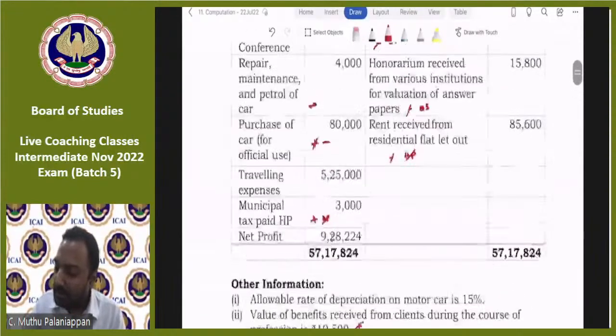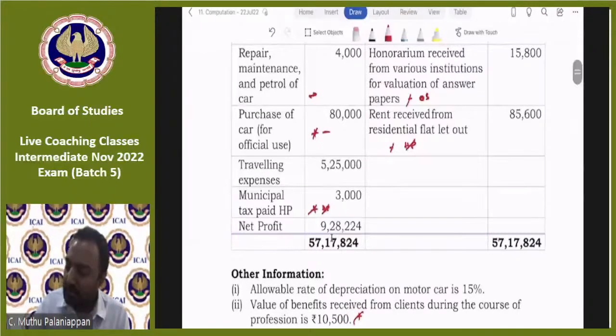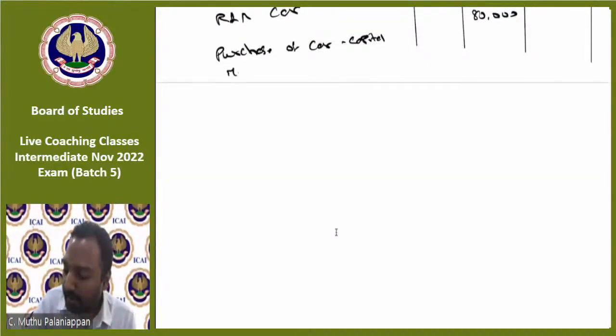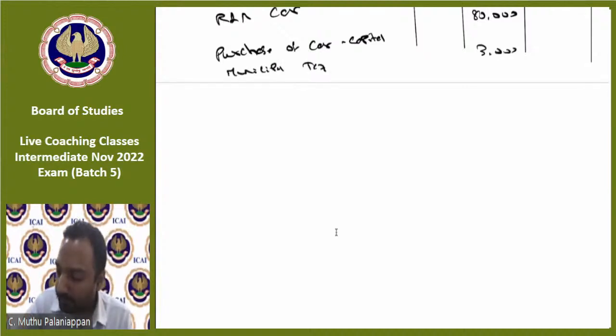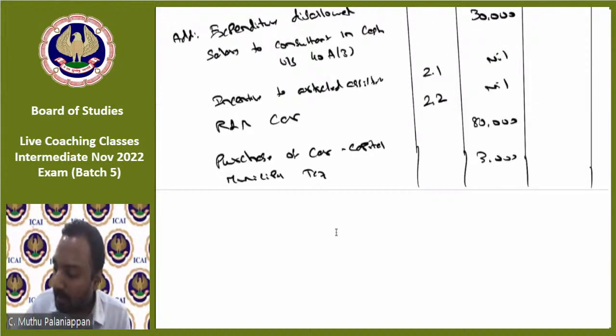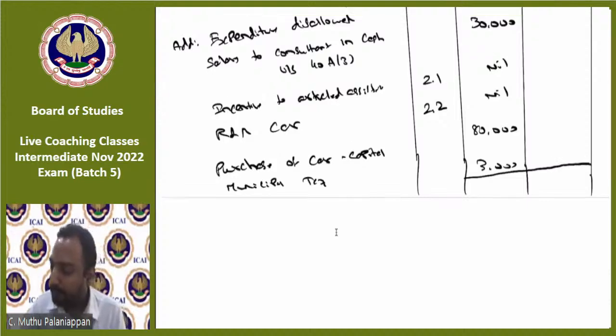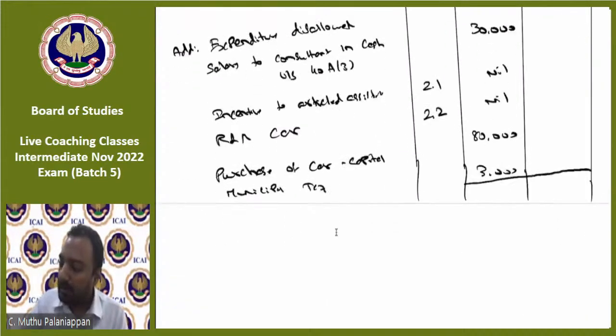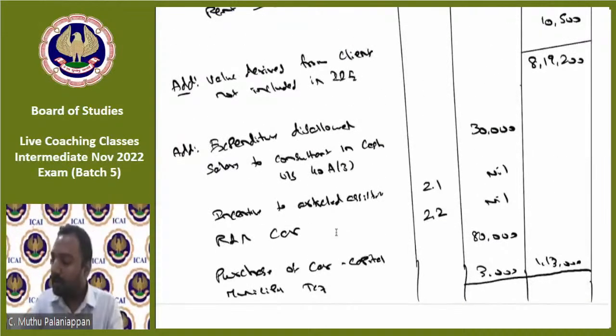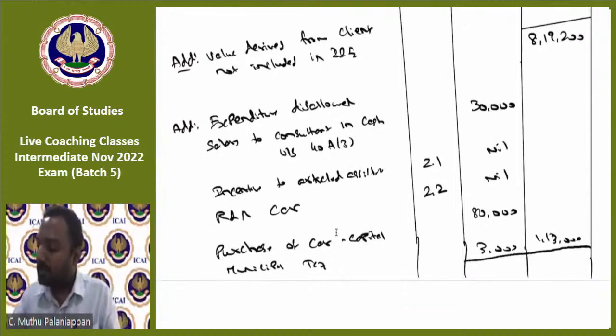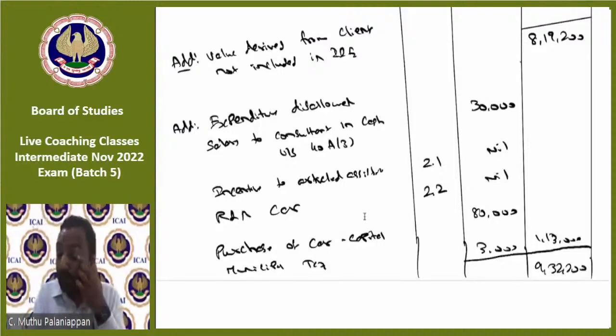The next one is municipal tax. That is 3,000, so I'll strike that also. I'll write municipal taxes 3,000. Now the total will be 30, 80, 110, 113. So if you add 113 to this, it becomes how much? 9,32,200, correct? 9,32,200. So that's what you get.